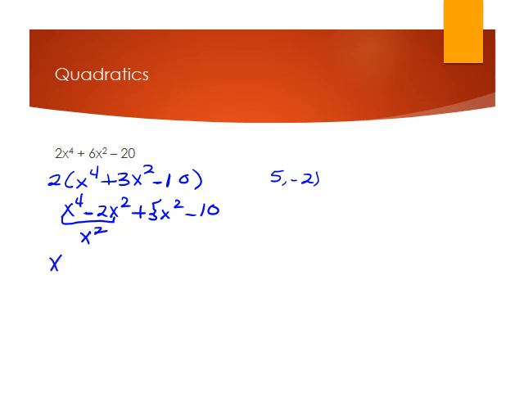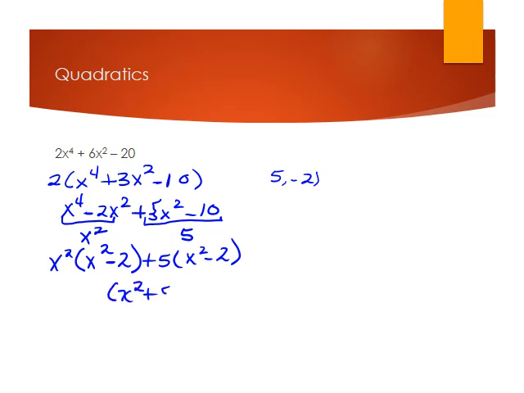X squared, I'm going to factor out, so I get x squared times x squared minus 2. And then I can factor out a 5 here, and I'm going to get x squared minus 2 again. So my factors are x squared plus 5 and x squared minus 2. Okay. And with these, again, I want to look to see if something can be factored, and they can't be factored any further.